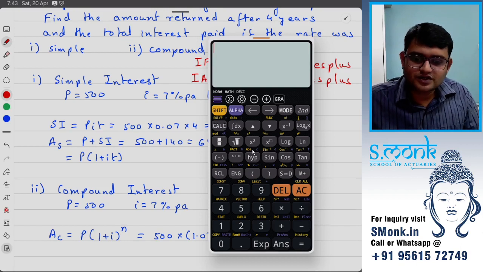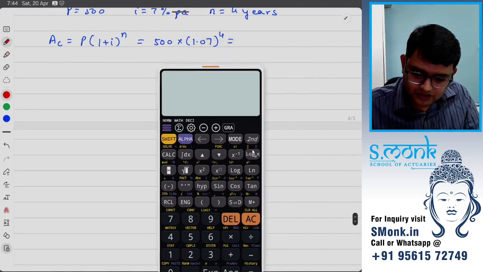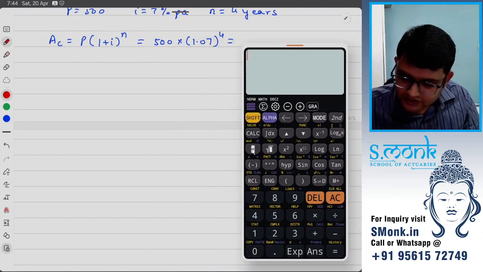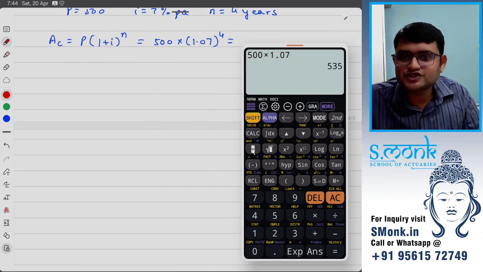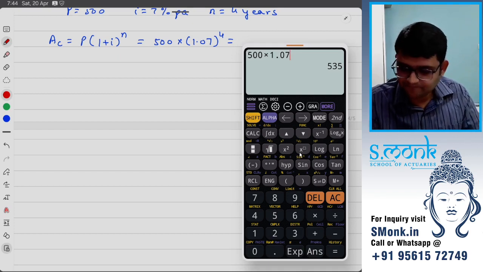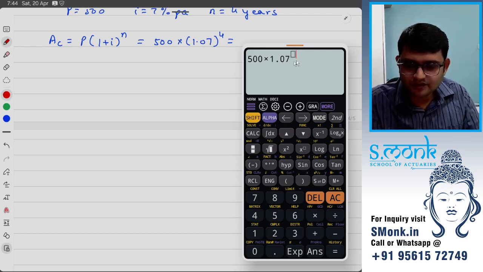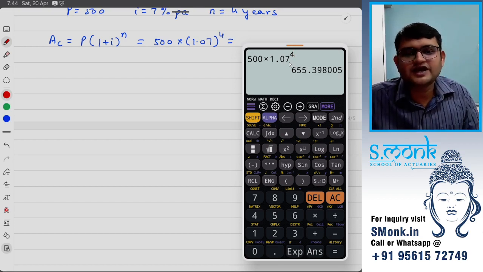Now one of the easiest things is we can just do this. I'll just show you 500 into 1.07. Now I want raised to. For raised to, I will use this x raised to this box. If I press that button, you will see I get this power, and you can see that my cursor is in the power now. You can see that red cursor in the power. I'll press 4. Now I can directly press equal to, but let's say I had to write something else.